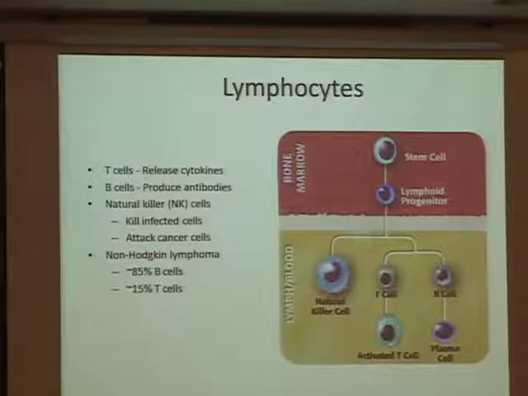Non-Hodgkin's lymphoma, the vast majority of those involve the B cells. So I'm going to concentrate mostly on B-cell lymphomas. There are T-cell lymphomas, which are more rare. They're only about 15% of non-Hodgkin's lymphomas, and they're a little more complicated. So I'm going to stick to most of the B cells because that's where most of these are involved. Next slide.